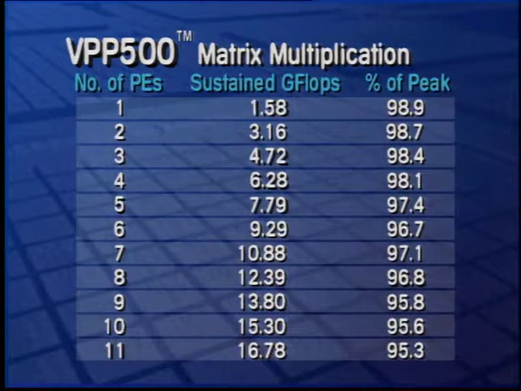The rightmost column shows the efficiency of the system, that is the ratio between the obtained gigaflops value and the peak system performance. As is clear in this table, the efficiency of the system remains always above 95% from 1 to 11 processors, which means that the data communication time is almost completely overlapped with computation and does not significantly affect the performance.